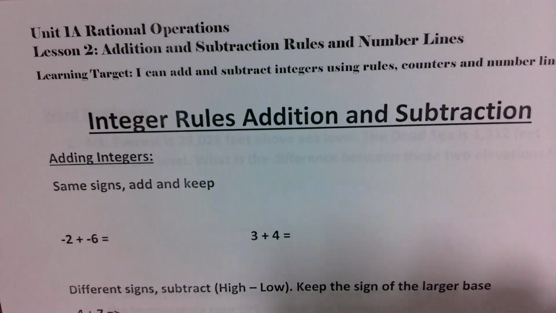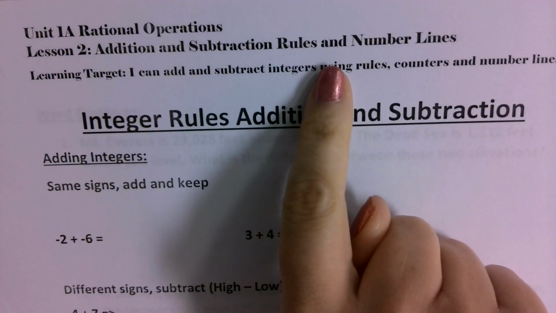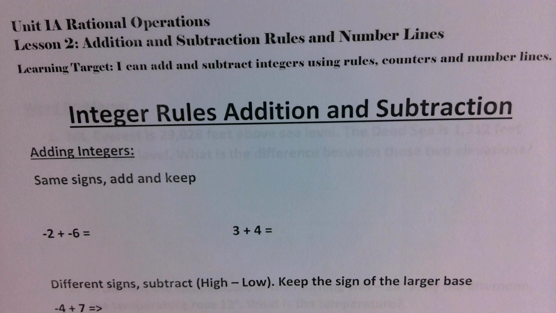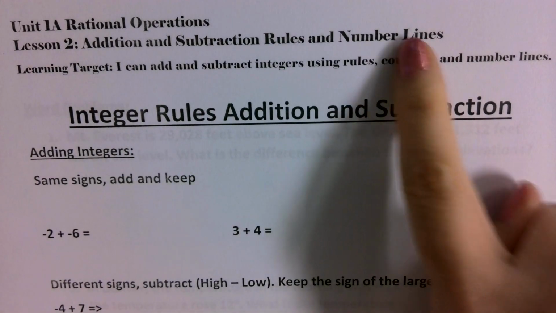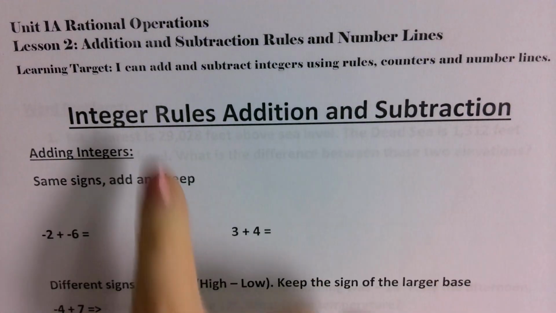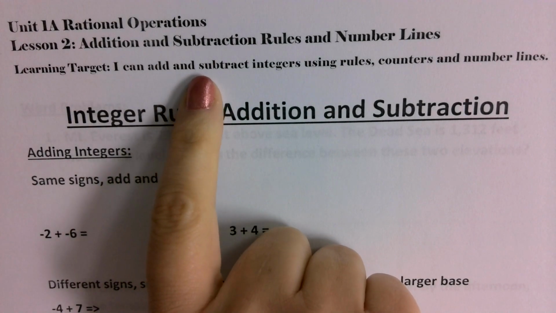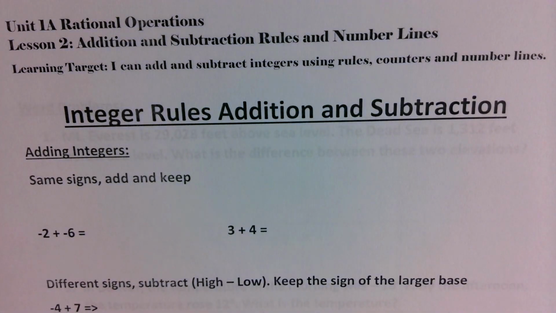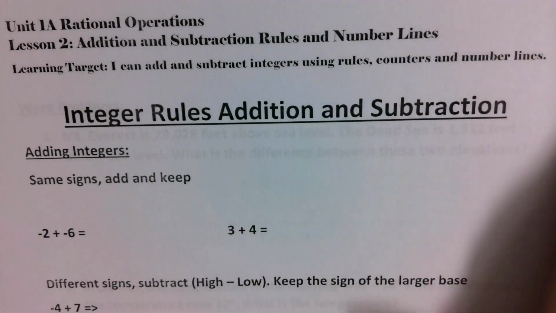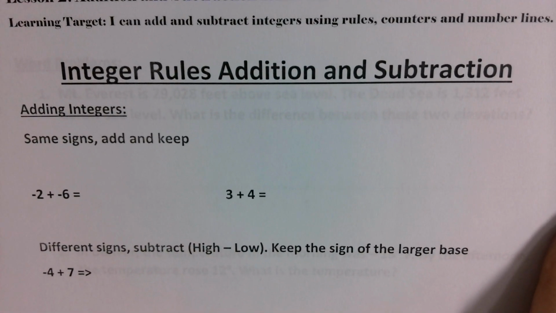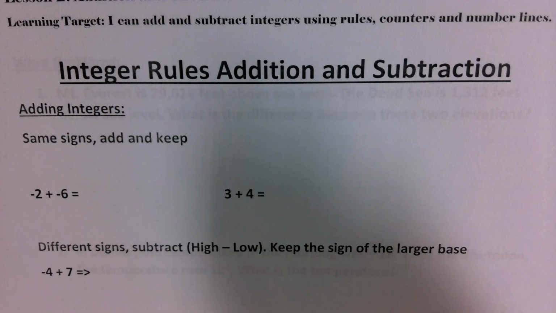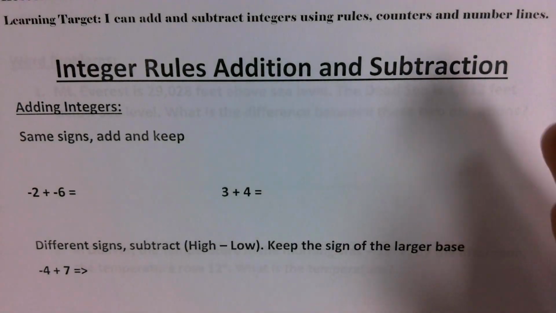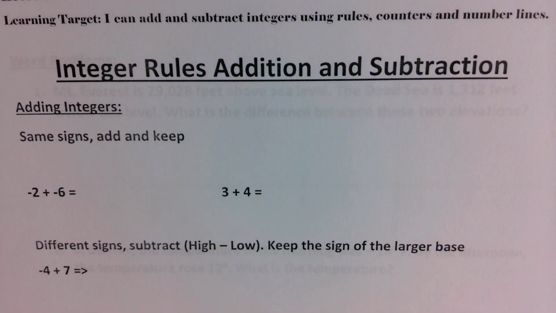Okay, so what we are doing for today, we are going to be focusing on addition and subtraction rules and how to work out addition and subtraction problems using number lines and counters as well. So our learning target for today: I can add and subtract integers using rules, counters, and number lines. We're going to go quickly through the integer rules for addition and subtraction, because, again, this is something you learned in 6th grade. We're just going to work a little further on it.